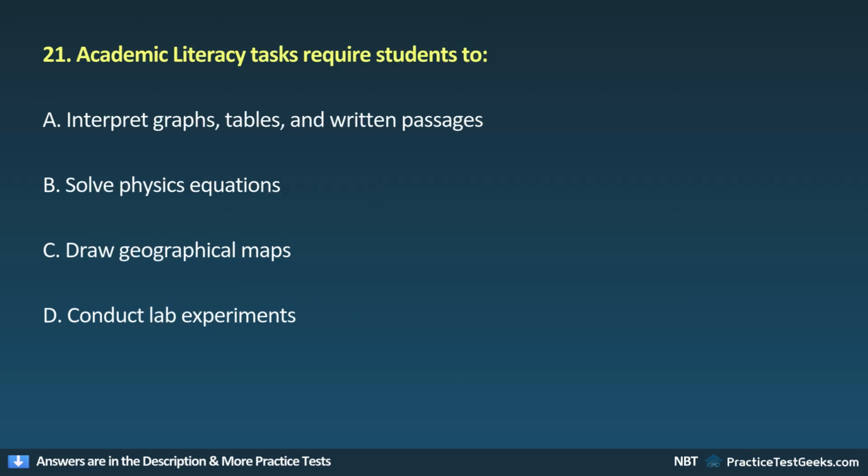21. Academic literacy tasks require students to A. Interpret graphs, tables, and written passages. B. Solve physics equations. C. Draw geographical maps. D. Conduct lab experiments.